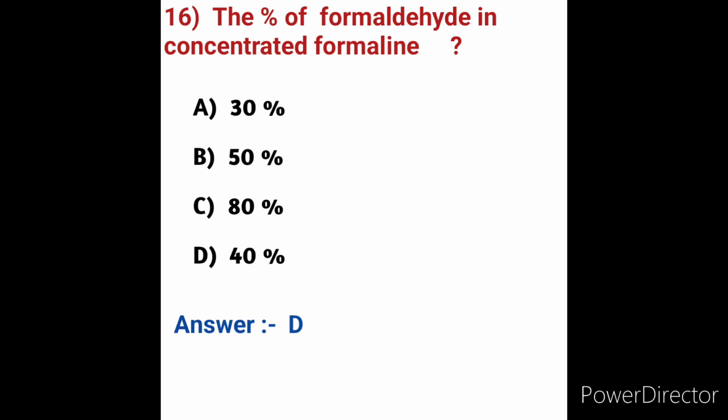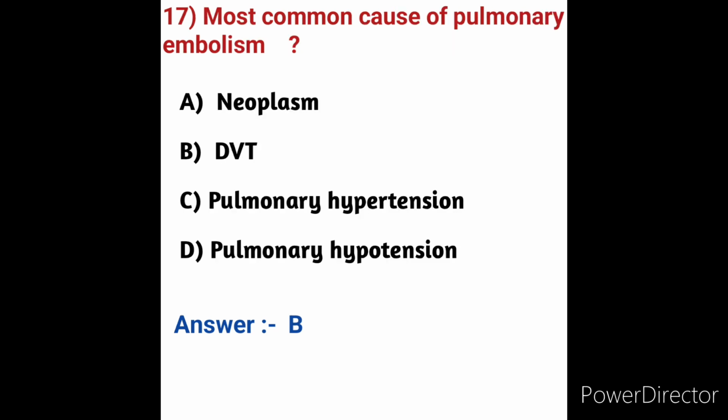Next, move on to question number 17. Most common cause of pulmonary embolism. We will see the options here. Option A neoplasm, option B DVT. DVT means deep vein thrombosis. Option C pulmonary hypertension and option D pulmonary hypotension.